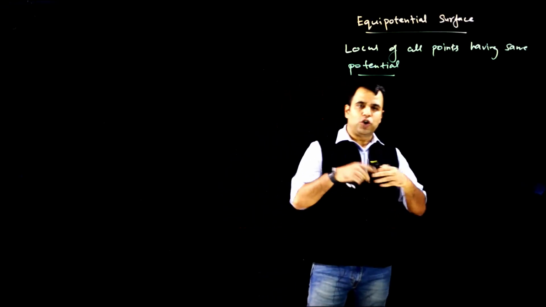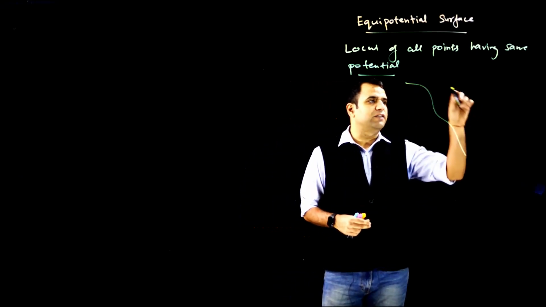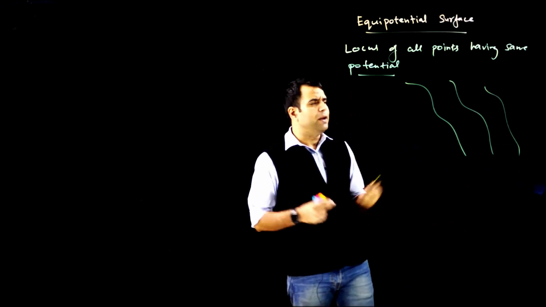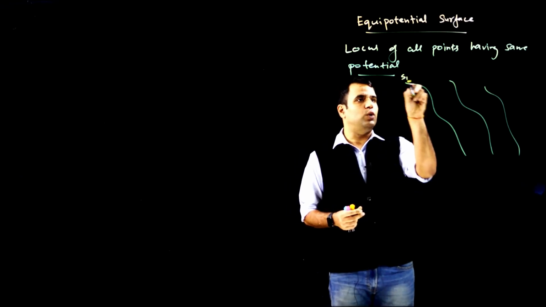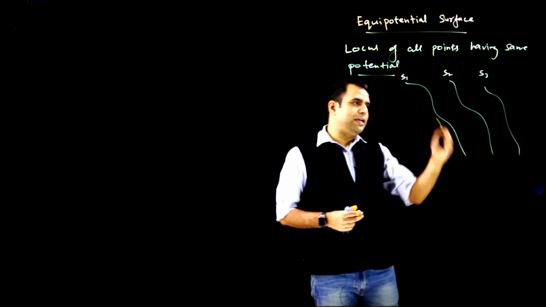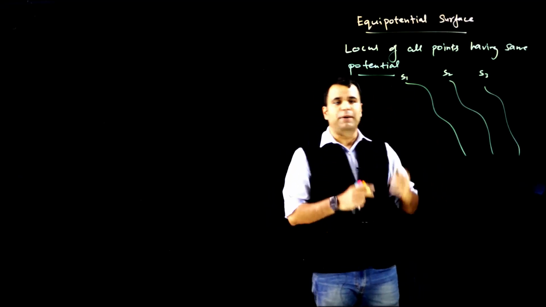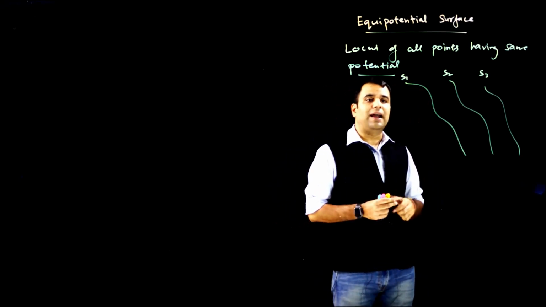So when you join all the points which are having the same potential, whatever kind of surface you will be having, that surface will be an equipotential surface. So we'll be getting multiple equipotential surfaces. I'm calling these S1, S2, S3 and so on. And all the points on this surface, though I'm drawing a line, it's not a line, it will be a three-dimensional surface. So all the points which are lying on S1 are having the same potential.